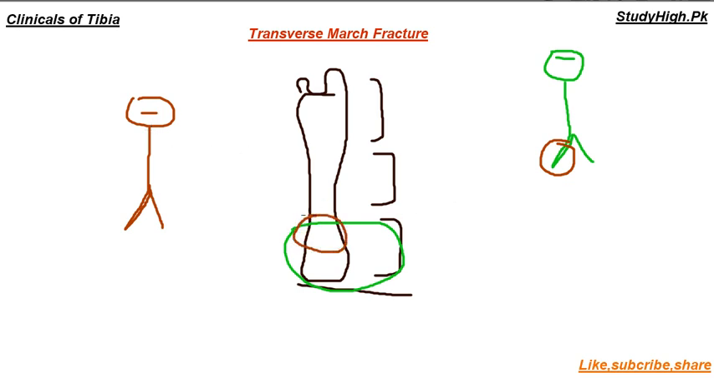This is called a transverse march fracture because this person has not worked out for a long time, then started running or hiking for a long distance after a long period. As a result, a transverse march fracture occurs. A rest of 2 to 3 days may help in curing this fracture.